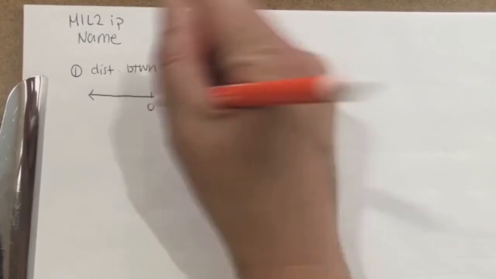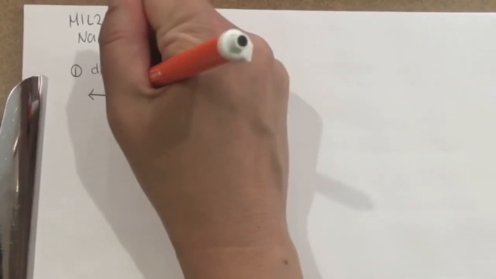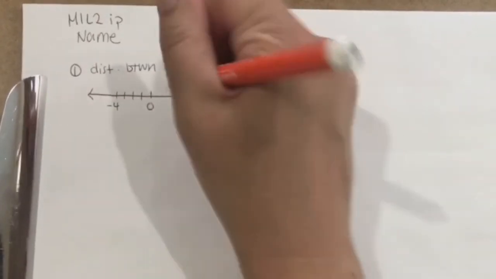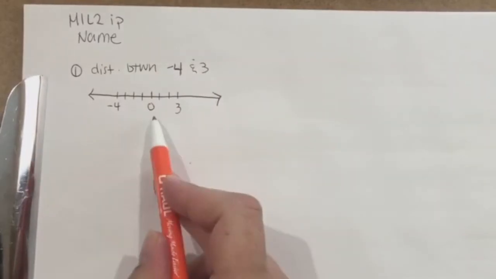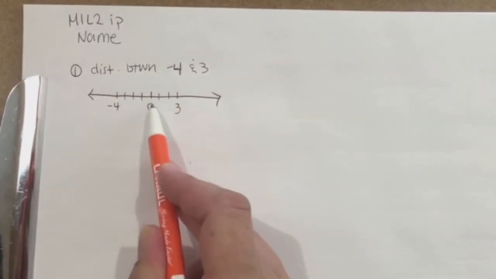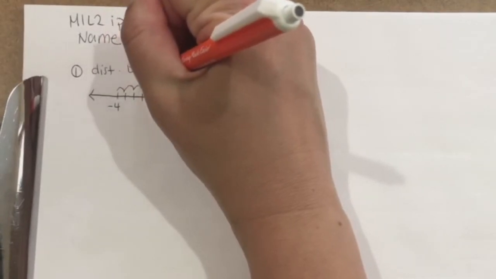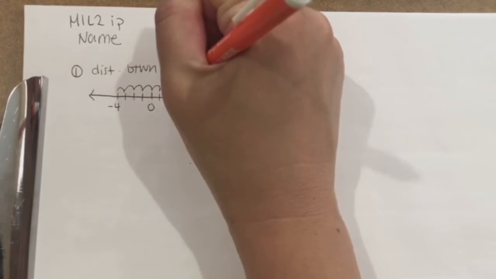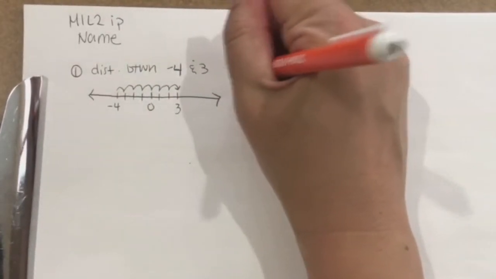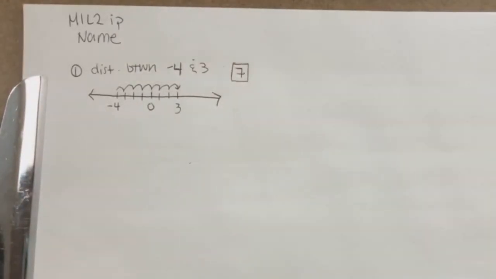We're going to put 0 in the middle, -1, 2, 3, 4, and then +3. 1, 2, 3. And in this lesson, it actually showed counting it out. So we're going to count out the distance. 1, 2, 3, 4, 5, 6, 7. So the answer is 7. And put a box around your answer.